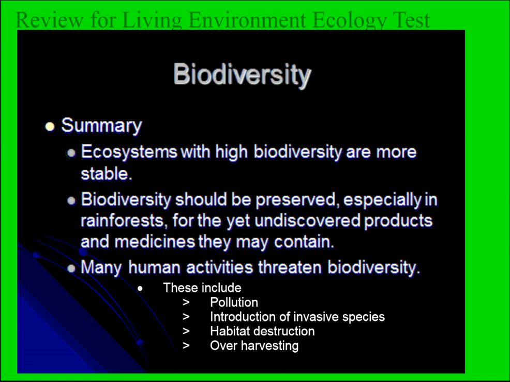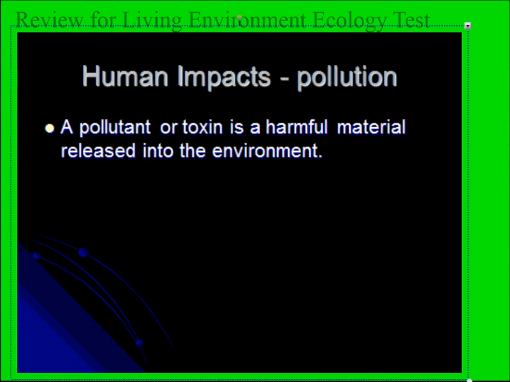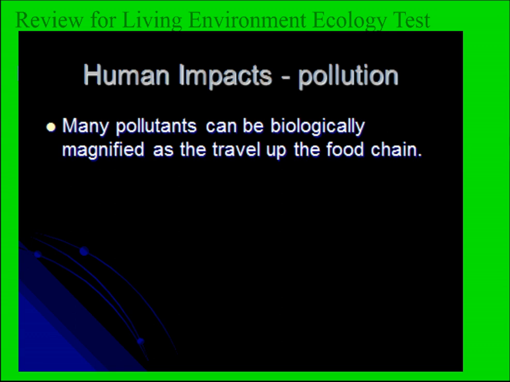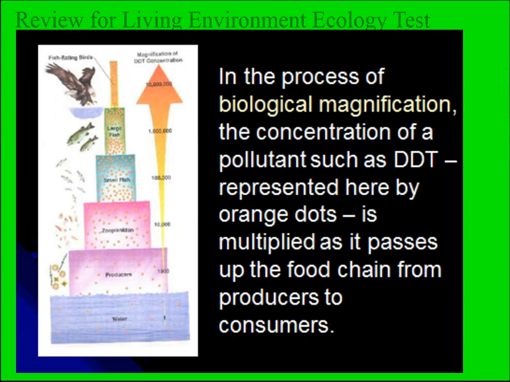All right, human impacts. Pollution. A pollutant is a toxin. It's a harmful material released into the environment. Many pollutants can be biologically magnified as they travel up the food chain. You need to understand biological magnification. As certain toxins like DDT move up the food chain, they become more and more concentrated. Oil spills, another example of human pollution, as is smog.